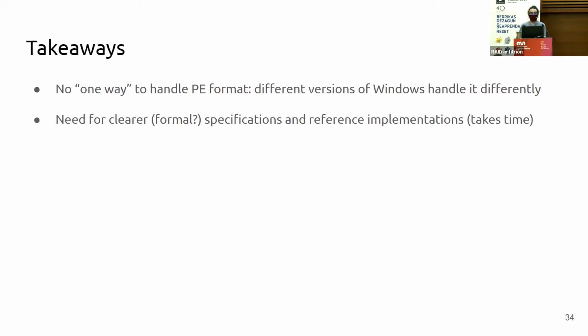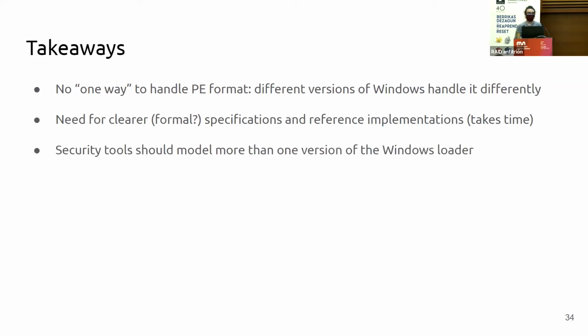We believe that we need a more clear and formal specification for the PE file format and even a reference implementation. But this, of course, takes time and development effort, especially by Microsoft. So it's unlikely to come anytime soon. In the meantime, we advise developers of security tools to model more than one version of the Windows loader, possibly asking the user which one to employ for their analysis.